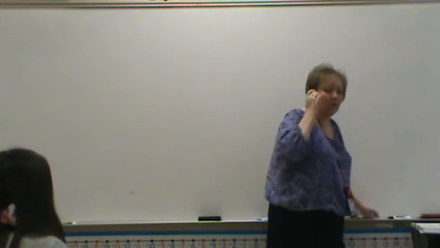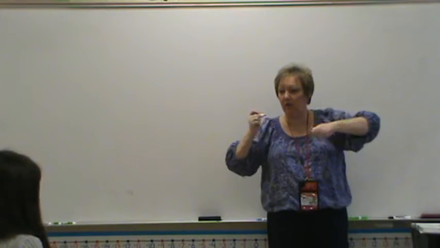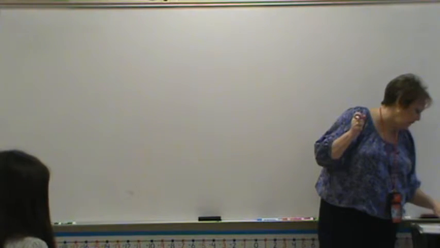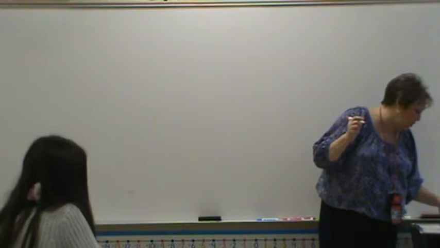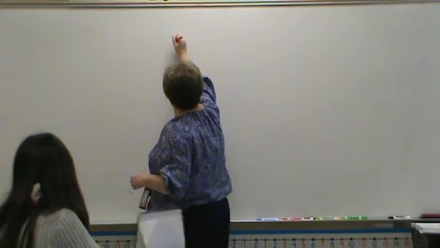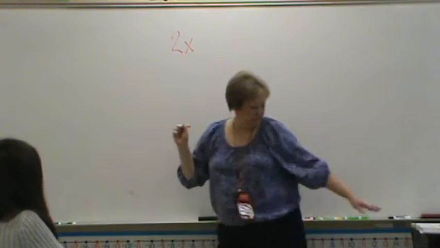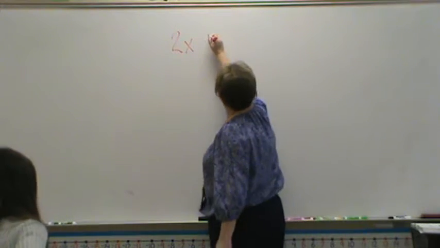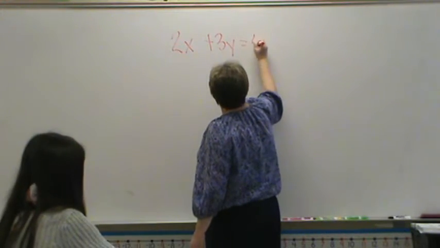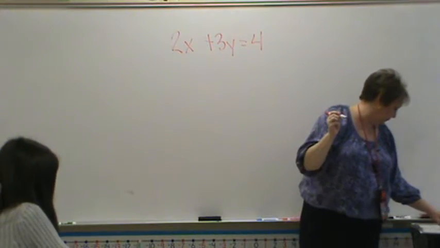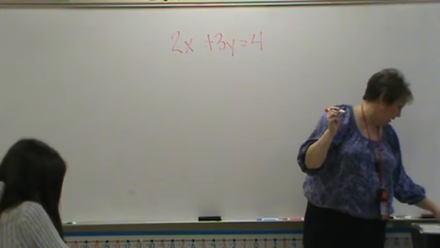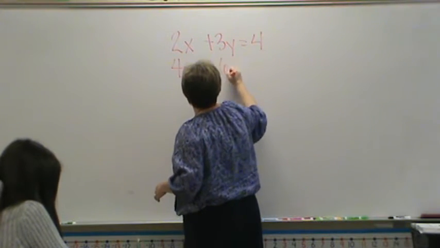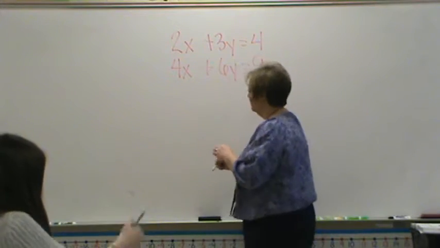We are still on solving a system of linear equations using the substitution method, but I want to give you a problem and I want to see what happens when you try to work this. 2x plus 3y equals 4, and 4x plus 6y equals 9.